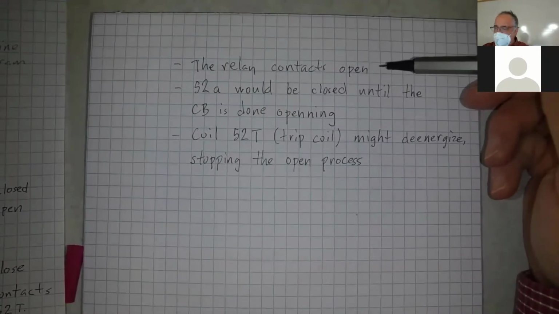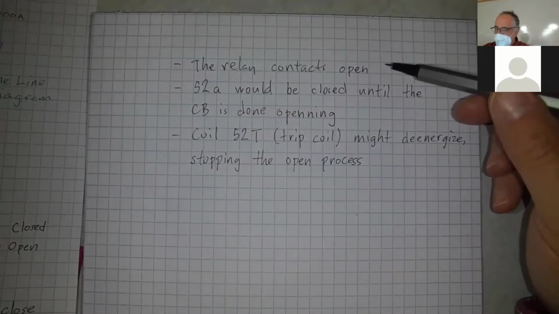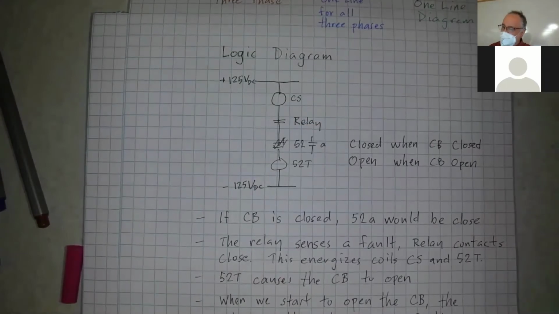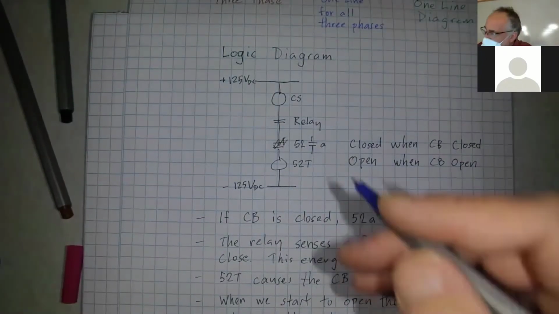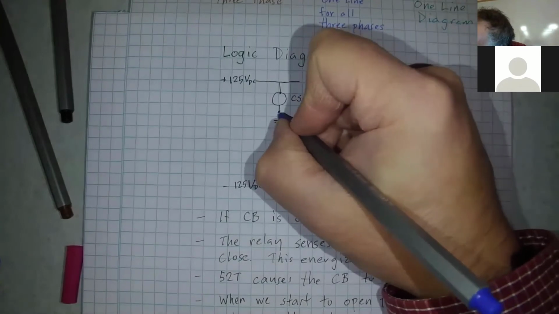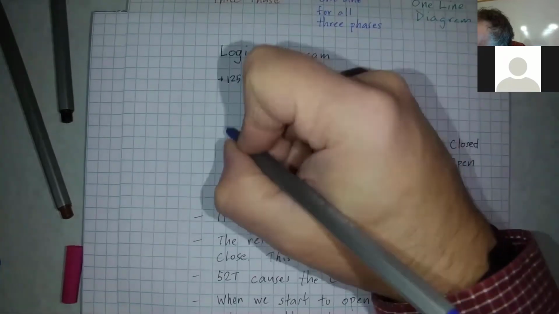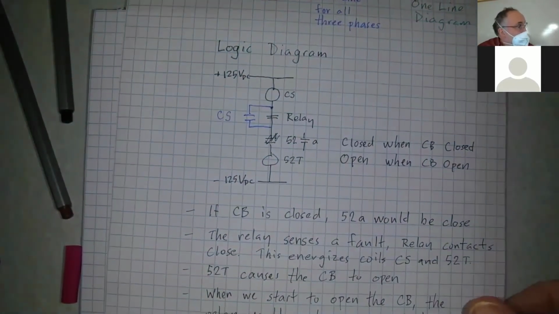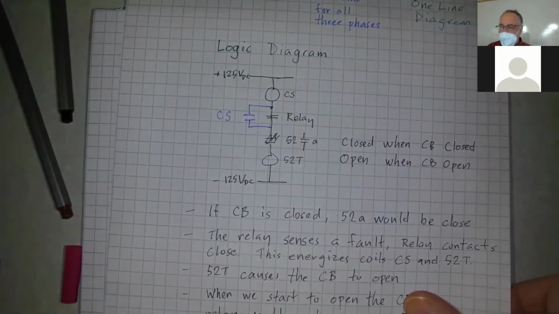Relay contacts are going to open as soon as the fault is cleared. So as soon as the breaker starts to open, these contacts right here are going to open. So what can we do to prevent that? Okay? We'll put a set of contacts in parallel with the relay contact. Okay?